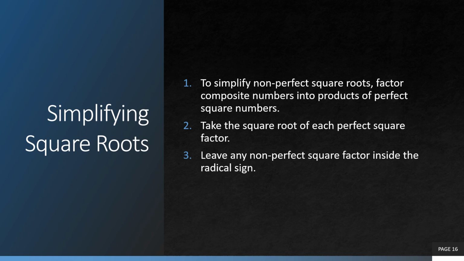To simplify a square root, you're going to factor any composite number within the radical sign into products of perfect square numbers. Now, sometimes not every number is going to be a perfect square, but you're going to try to find as many of those as you can. You will take the square root of each of those perfect square factors, and any non-perfect square factor is going to stay inside the radical sign.